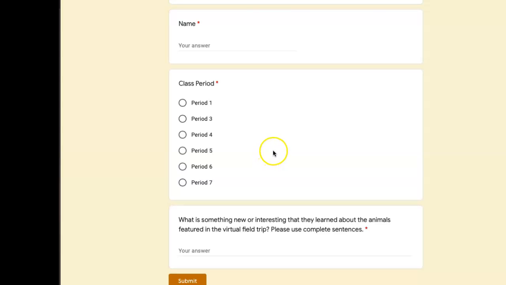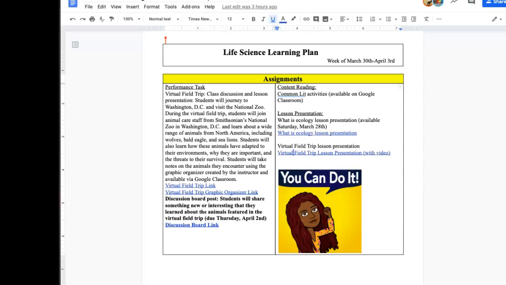But they do a pretty good job of making sure that you kind of understand, and they are kind of engaging. It's a pretty good learning activity, and it's not too bad. So you want to make sure that you complete that discussion board. You want to do that by April 2nd.